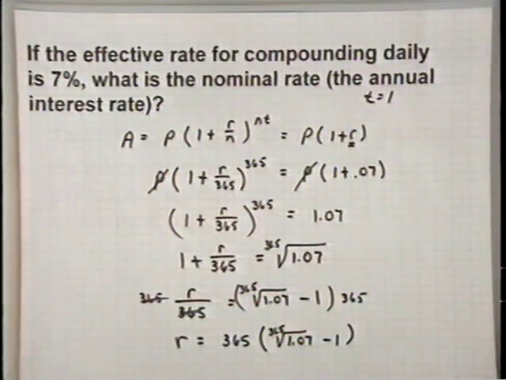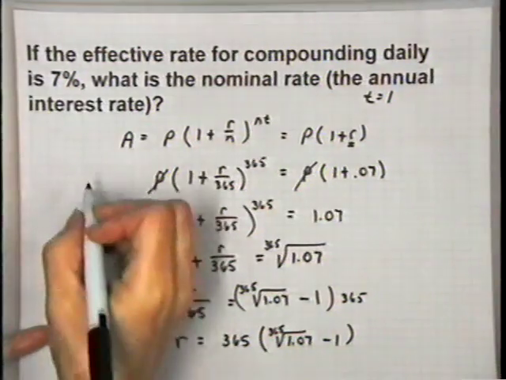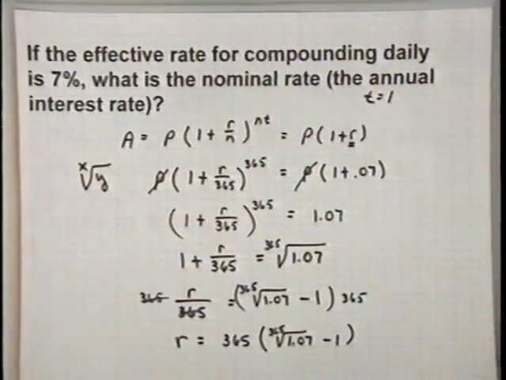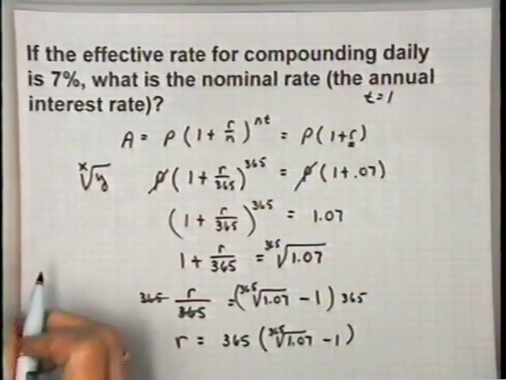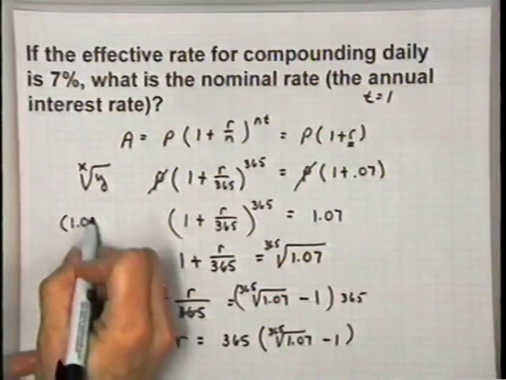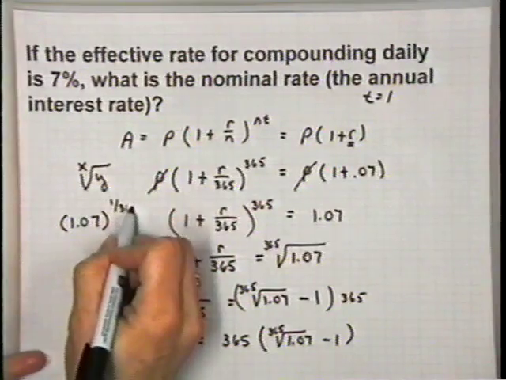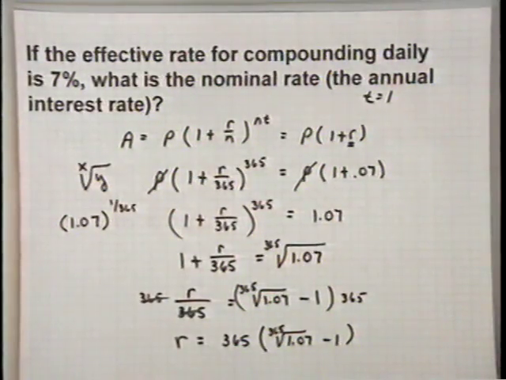Now, will our calculator do this 365th root? Well, there's several ways that you might perhaps do that. You may have a key on your calculator that looks like this. It says the xth root of y. If you have that key, then you can use that key. If you do not have that key, you can remember that the 365th root is the same thing as 1.07 to the 1/365 power, and you could use your x to the y key.